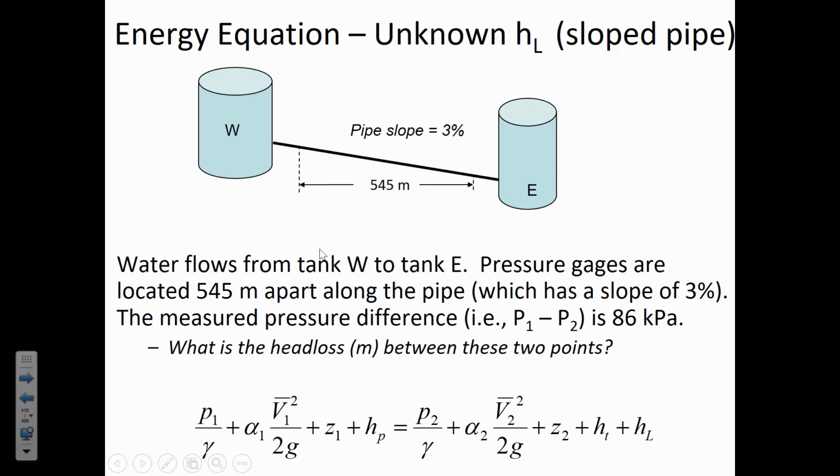And so that's what I'd like you to do. At location 1 and location 2, we don't know the diameter of the pipe, so we don't know the flow rate, but since the diameter is the same, V1 and V2 are going to cancel out. Also, we see that there's no pump and no turbine, so both the turbine term and the pump term are canceled out. And so what we're left with is the pressure terms will be there, the elevation terms will be there, and the head loss term is what we're trying to solve for. You're going to have to calculate the z's based on the slope.